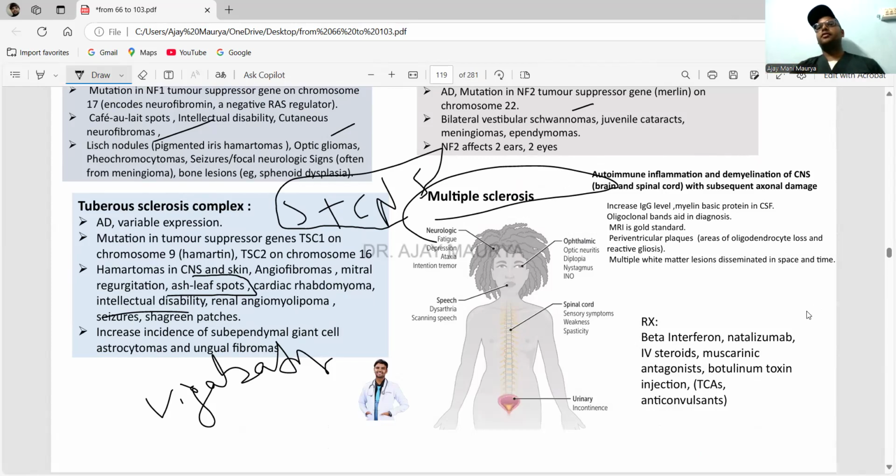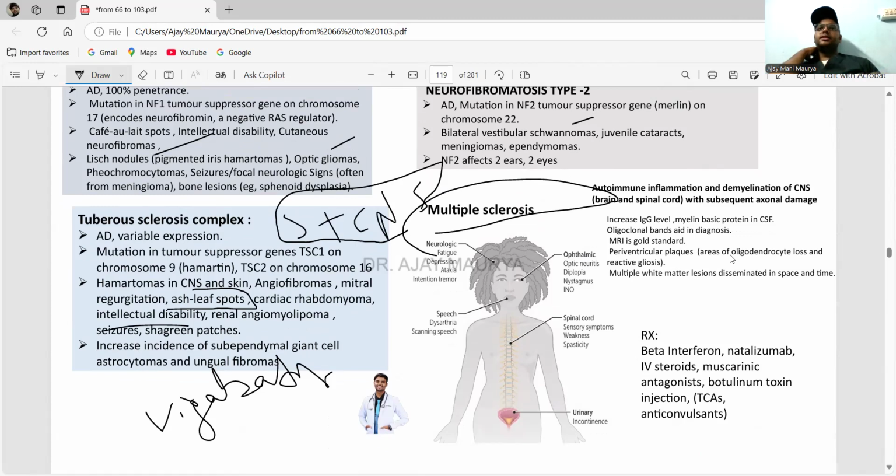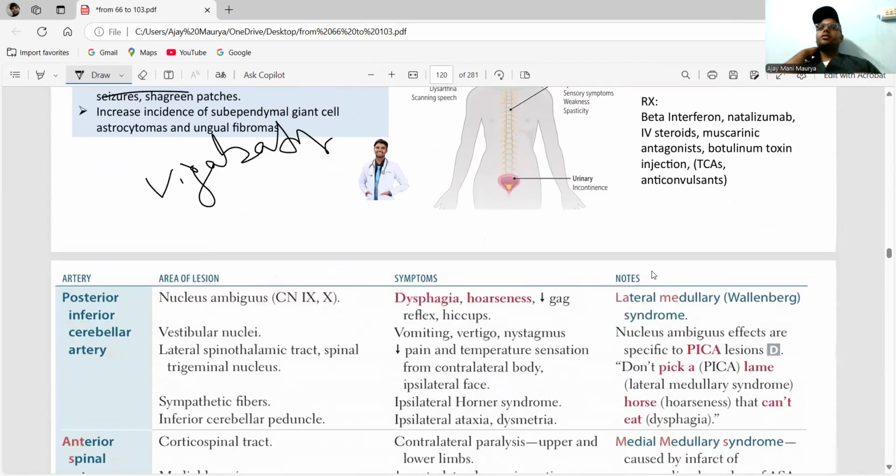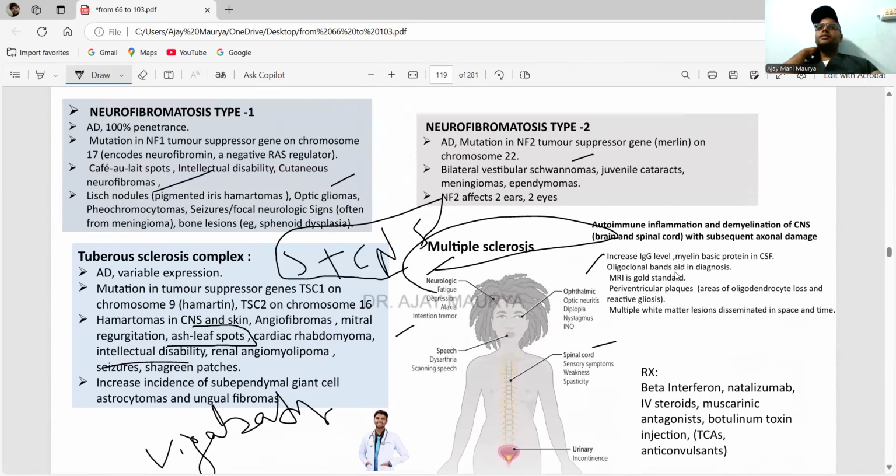Treatment includes beta interferon, natalizumab, IV steroids, muscarinic antagonist, and botulinum toxin injections. We have to see the ophthalmic findings, spinal cord findings, speech findings, neurological findings, and other findings in multiple sclerosis. Which is the gold standard? It is MRI. MRI is the gold standard for multiple sclerosis.